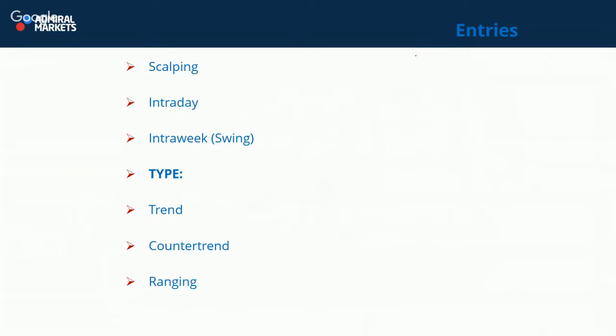Okay. Entries can be scalping, intraday, intra-week. So entries are always different. We cannot talk about the same entry when scalping, when making an intraday or intra-week position, because scalping is done on lower time frames. Intraday is usually on intraday time frames. My preferred time frame is the 1 hour time frame. And for swing trades, I mean intra-week that lasts for 2 to 3 or 5 working days, you will mostly use the 4 hour time frame.